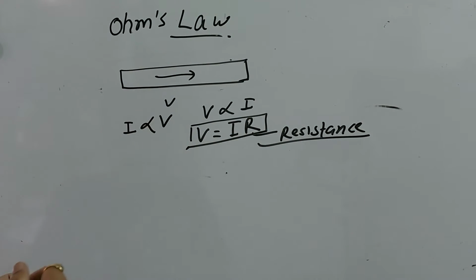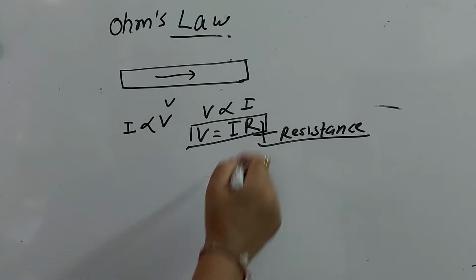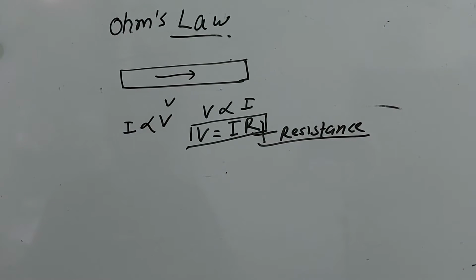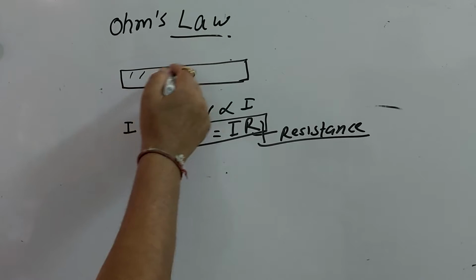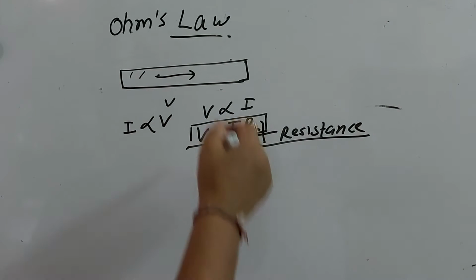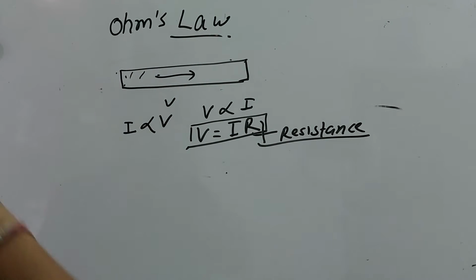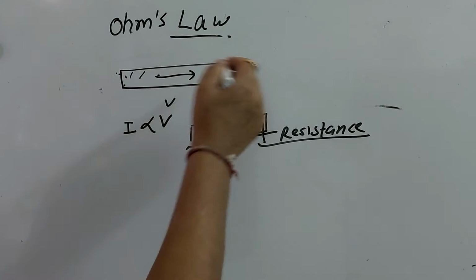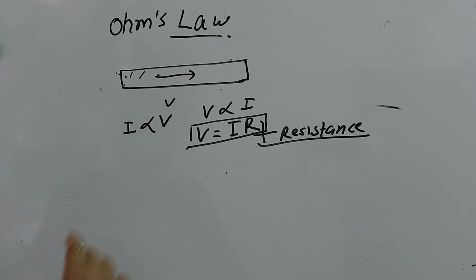Now, the value of this resistance depends upon certain factors. It will depend upon the nature of this conductor, the area of cross section of this conductor, and the length of this conductor. These are the parameters on which this resistance depends.